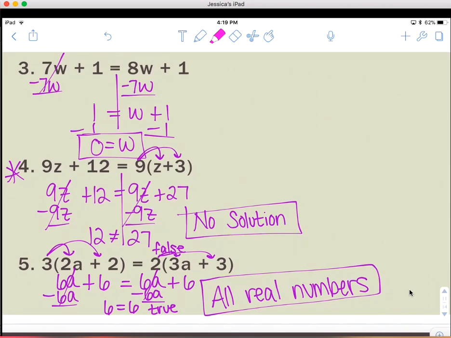On our second one, our variables canceled on both sides, and what we were left with was false. That's how we put no solution. And then on our third one, our other special case, our variables canceled on both sides, but this time what we were left with was true. When that happens, we'll put all real numbers. Please make sure you study the difference between these 3 situations.